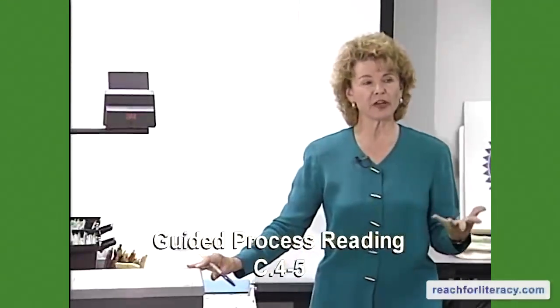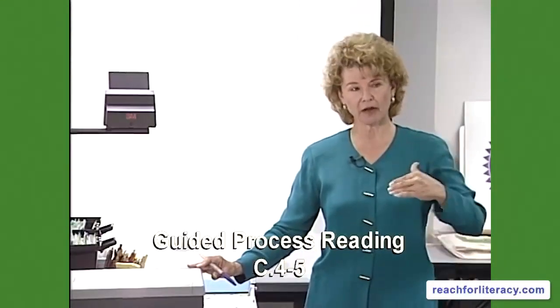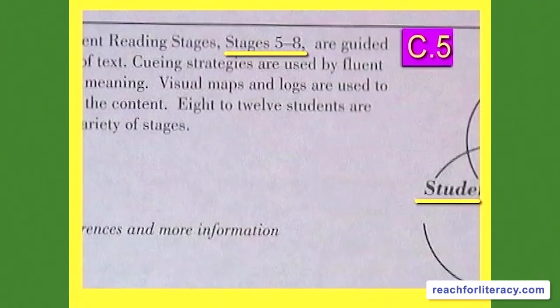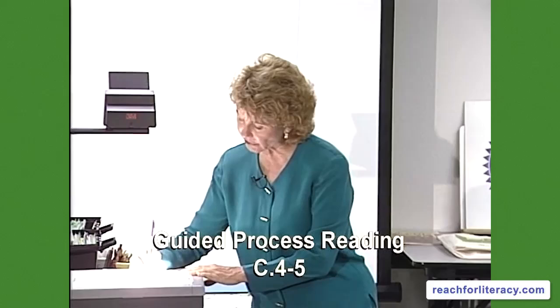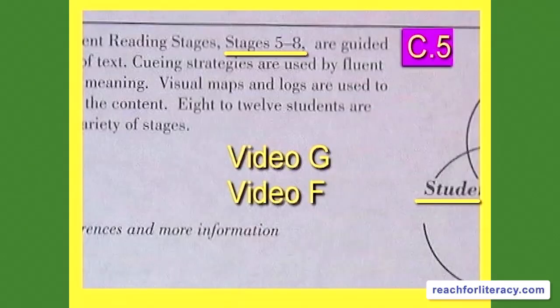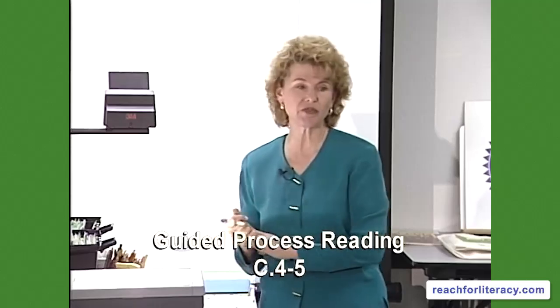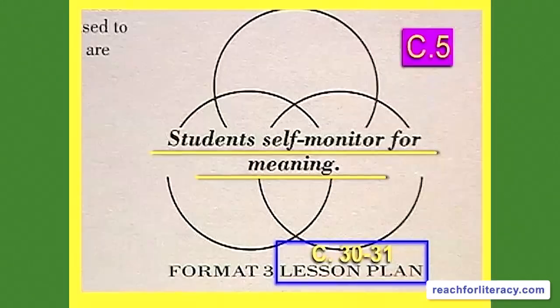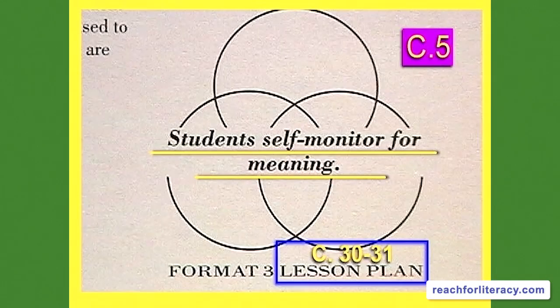So let's watch a video now of the next level of children who would be in stages 5 through 8. Since we've already seen video G, we're going to use video F, and this is going to be a group of children who are 5th graders, but they need some extra help because they're below grade level. Video F will demonstrate lesson plan C30 and 31.